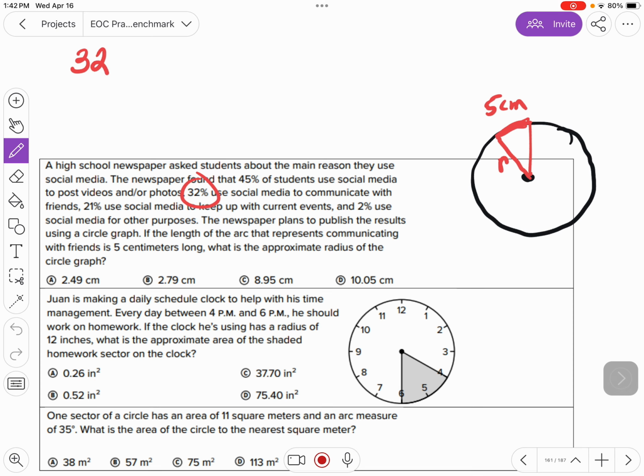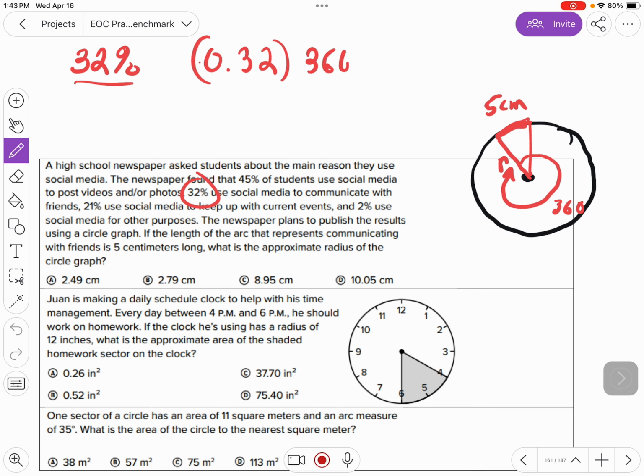Now, that 32% doesn't help us very much because we're dealing with a circle. So 32% is going to need to be translated into degree measure. We know that the number of degrees in a circle is 360 degrees all the way around. Well, what you're saying when you say 32% is represented by this arc is that we're going to have 0.32 times 360 degrees. That's going to give us the number of degrees represented by this arc.